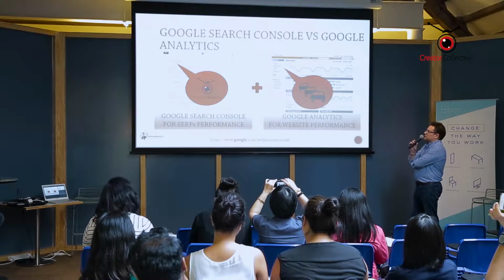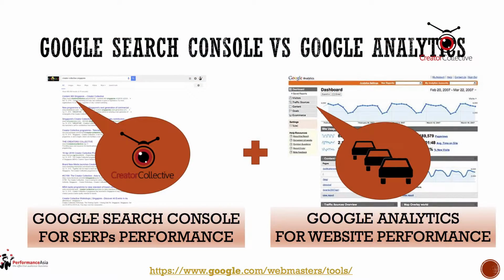So on the left-hand side, the Google Search Console tells you how your site is performing on SERPs, on the search engines, and Google Analytics tells you how your site's performing. They are two different things, but they work together. If you know what you're looking for, we can talk about that in a minute.